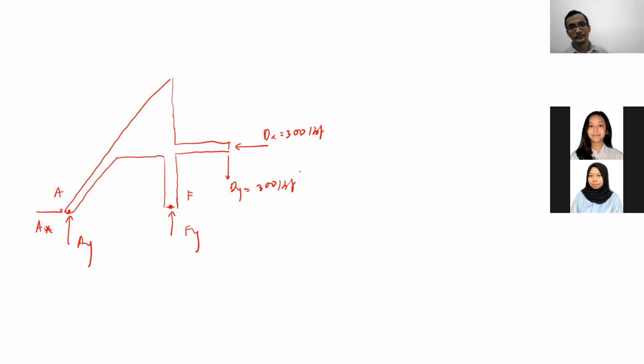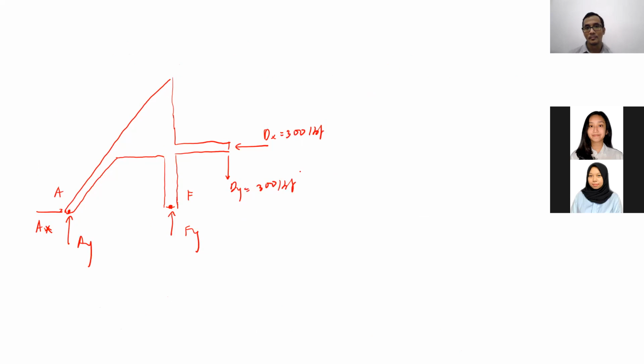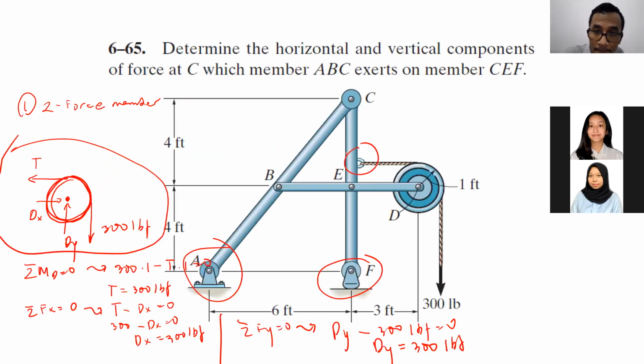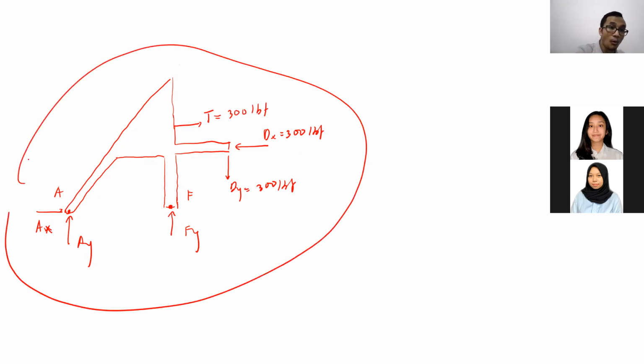What else there, Audrey? What forces are we supposed to put in this particular free body diagram? Is it like the reaction from the tension? This one you mean? Yes. Okay, correct. That one is correct. We're supposed to put T here, okay? And the value of T is 300 lbf as well. So this is basically the whole free body diagram, okay?